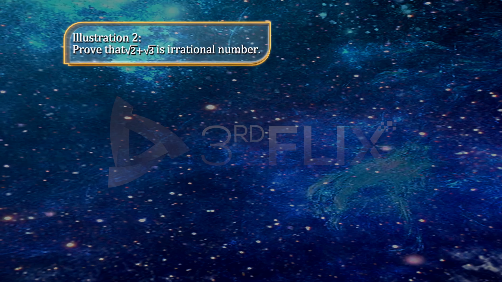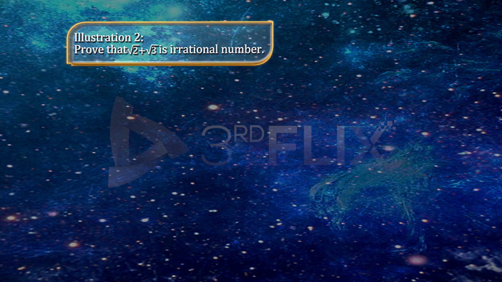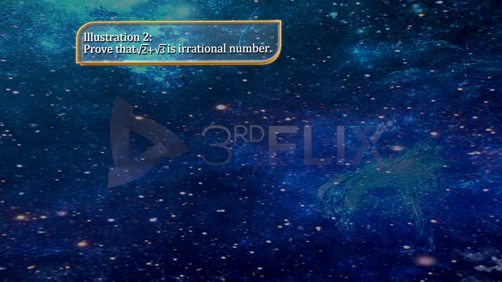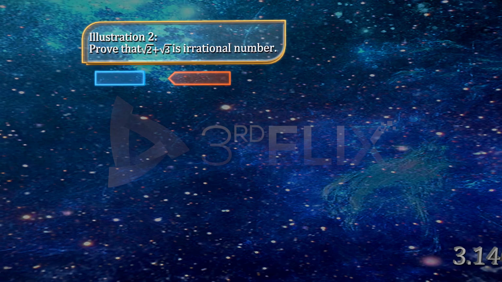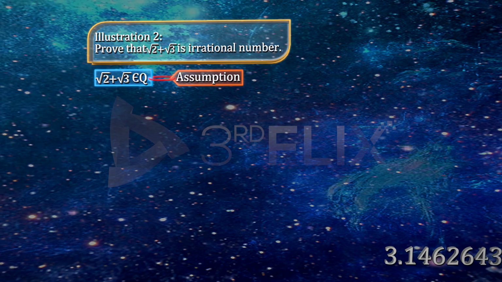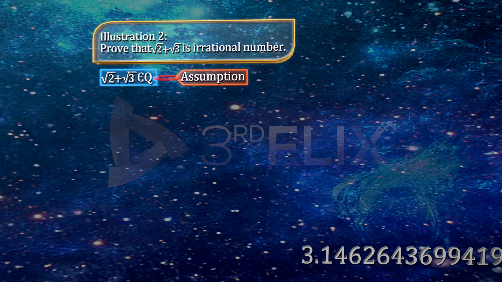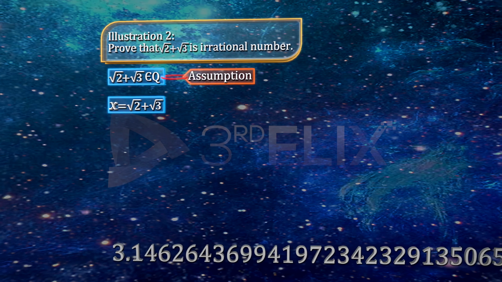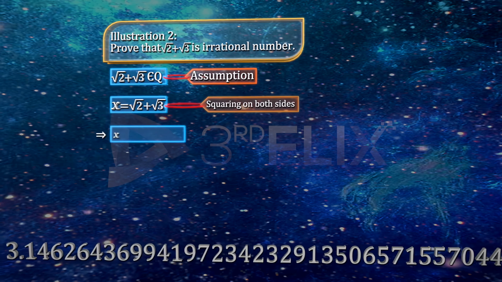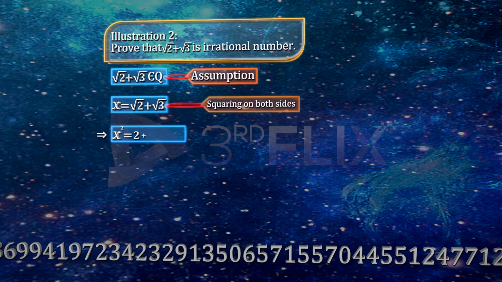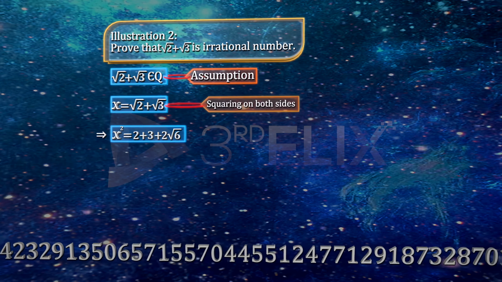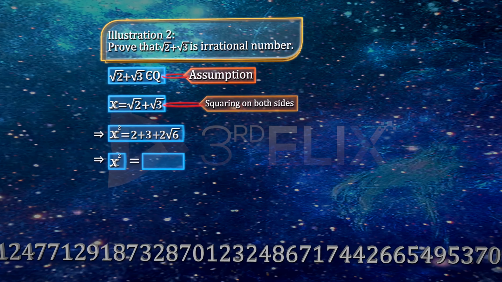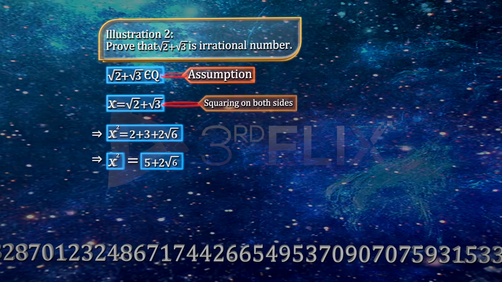Illustration 2. Prove that square root of 2 plus square root of 3 is irrational number. Solution. Suppose that root 2 plus root 3 is a rational number, say x. Then x is equal to root 2 plus root 3. Squaring on both sides implies x square is equal to 2 plus 3 plus 2 root 6, implies x square is equal to 5 plus 2 root 6.